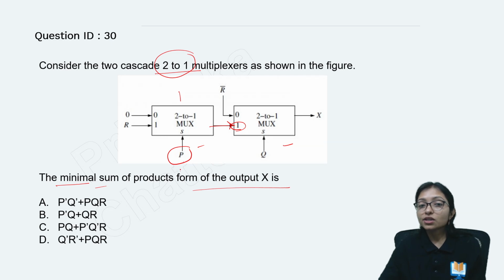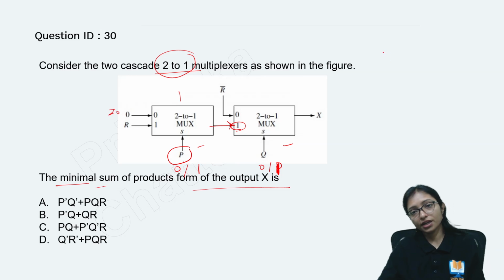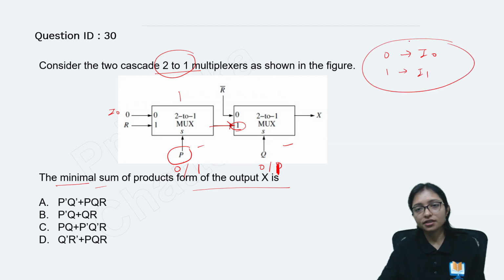So when P equals to, this is 2 cross 1 multiplexer. 2 cross 1 means what? P means I will get 0 or 1. Q also means 0 or 1. So when 0, I will select this I0. There are 2 inputs, right? With one select line, 0 means you are going to select I0 and 1 means you are going to select I1. This is only, nothing else. So 0 means I am going to select this one. 1 means I am going to select this one. Here also 0 means I am going to select this one. 1 means I am going to select this one.